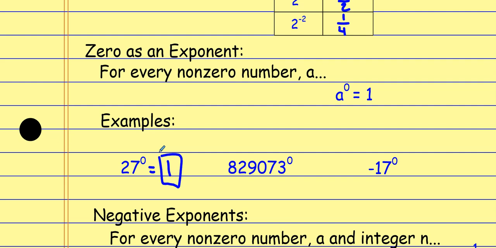829,073 to the 0 power. Yeah, you got it. It's a 1. All right. Anything to the 0 power is 1. But now this one's a little bit tricky.